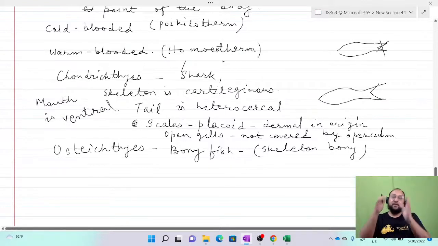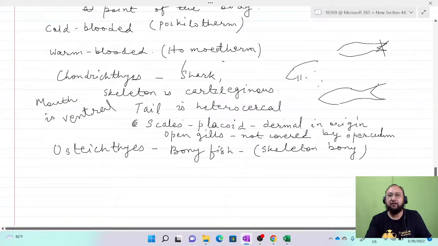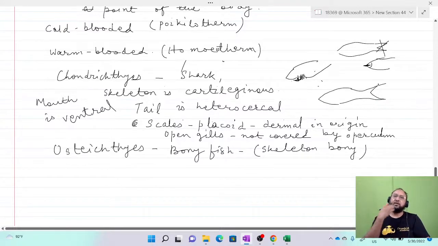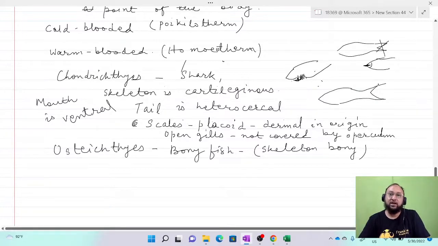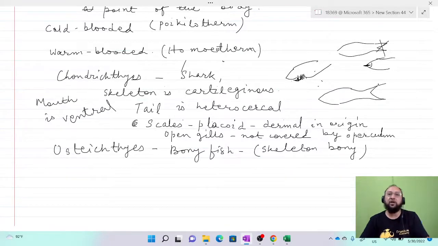If you see a fish like a shark, they have a mouth like this. This is ventral, not terminal. But in case of bony fish, you find that the mouth is terminal. It is present here at the front. But in the cartilaginous fishes, they have the ventral mouth, near the anterior portion, below. So this is the important feature of the cartilaginous fishes: mouth is ventral, and their gills are not covered by operculum.